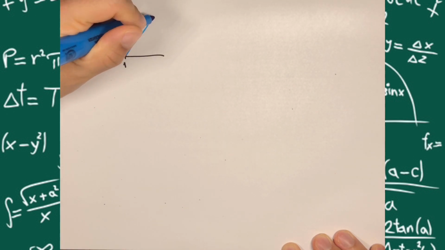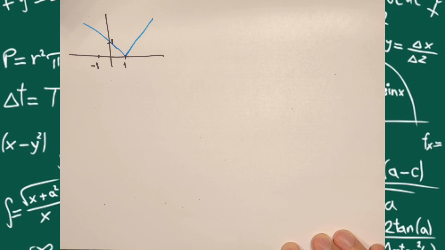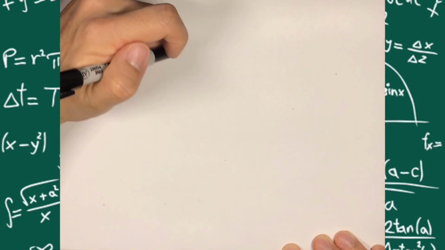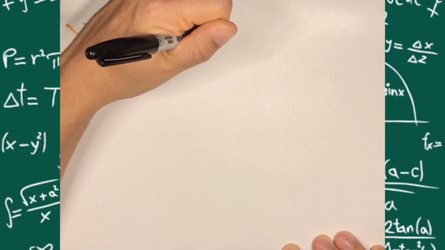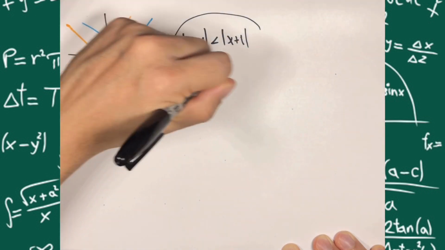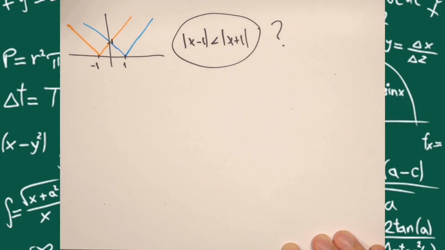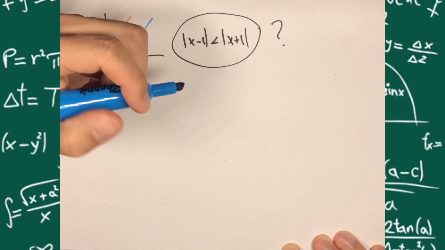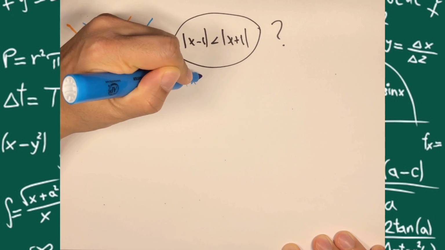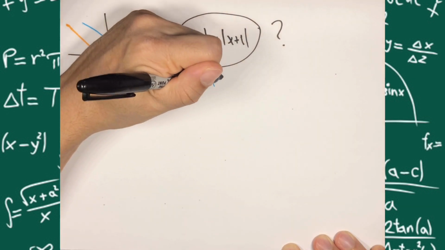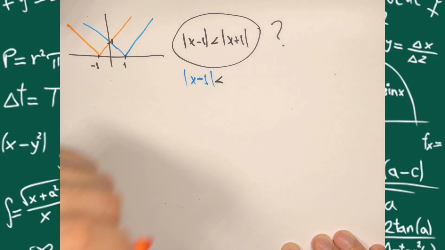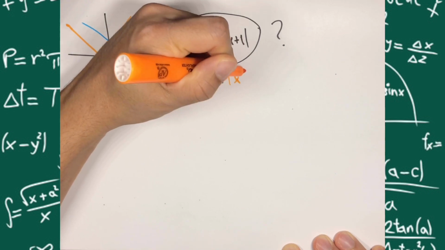We draw absolute value of x minus 1 in blue, and we're going to draw absolute value of x plus 1 in orange. And this is the issue right here. This is the problem. The problem is asking us, you have absolute value of x minus 1 less than absolute value of x plus 1. That's the question. So when is one less than the other one? When is the blue one, x minus 1 in absolute value, less than the orange one, absolute value of x plus 1? That is the question.